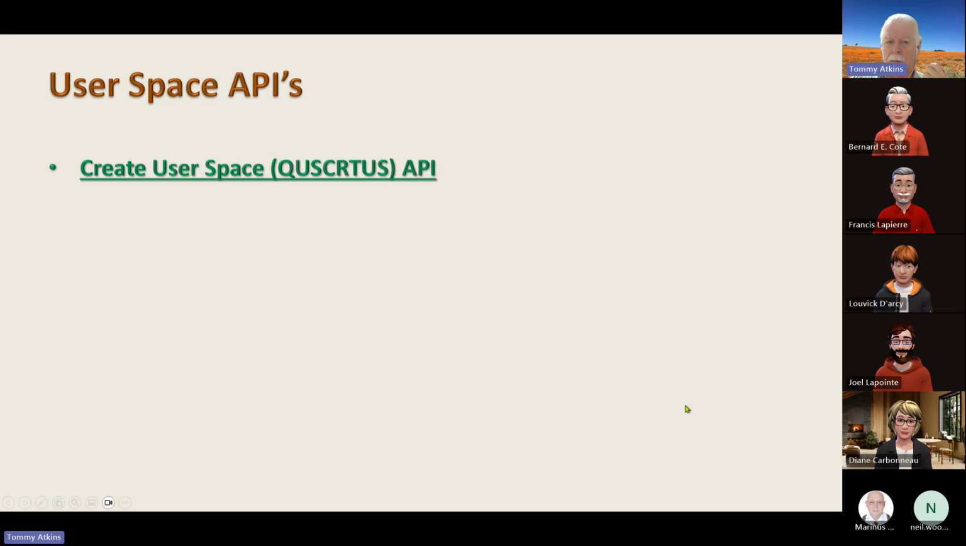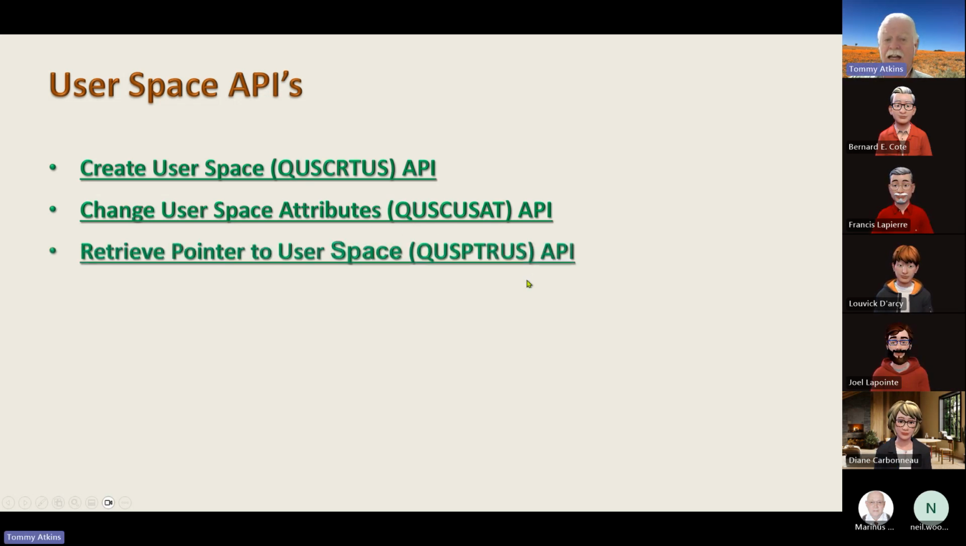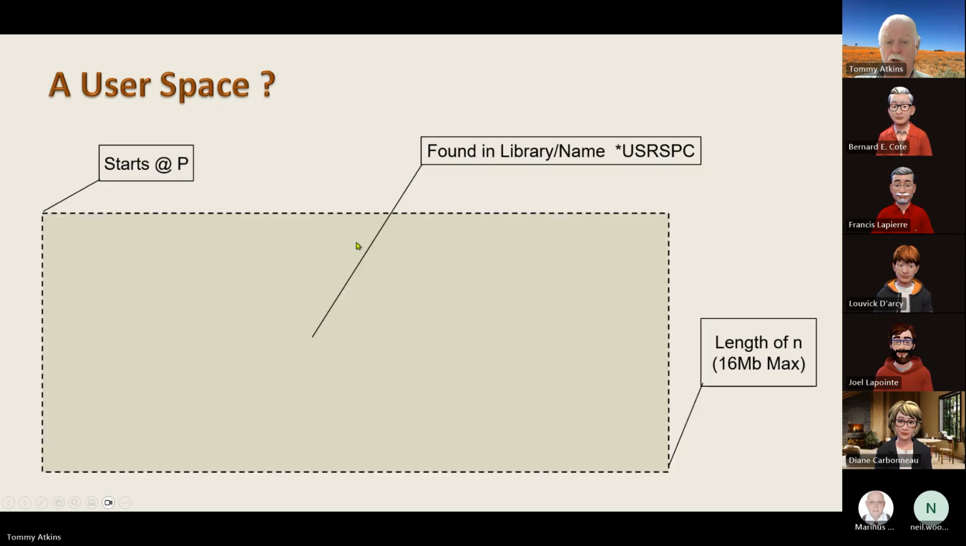Obviously, the first one is an API that allows you to create a user space. The next one allows you to change the user space attributes. The third one allows you to retrieve a pointer to the user space. Now, this is the trick with user spaces. You can use that API to retrieve that pointer, the starts at P pointer.